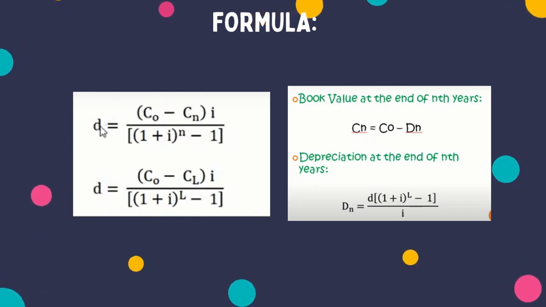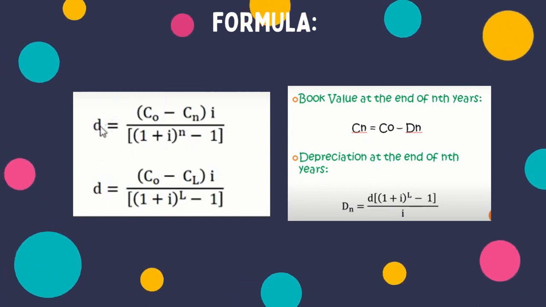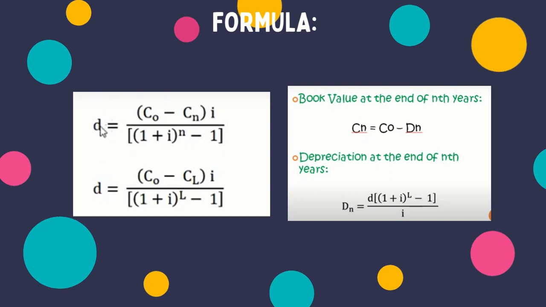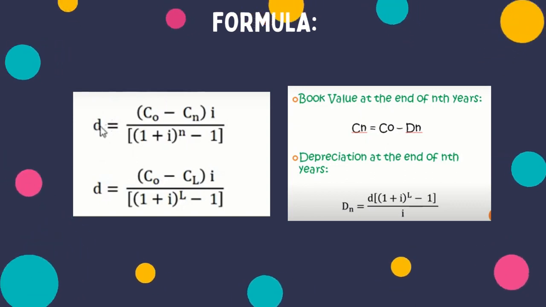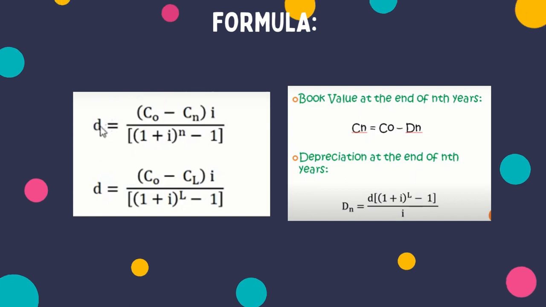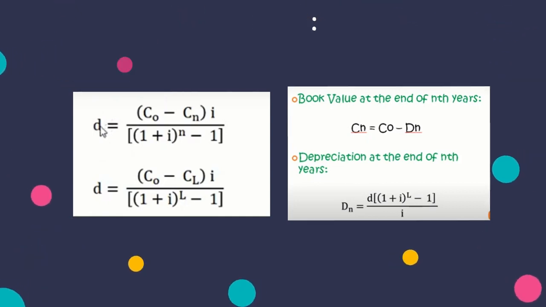And for the book value at the end of nth year, C sub N is equal to C sub O minus D sub N. And for the depreciation at the end of nth year, D sub N is equal to d times 1 plus i to the power of L minus 1, and then over i.